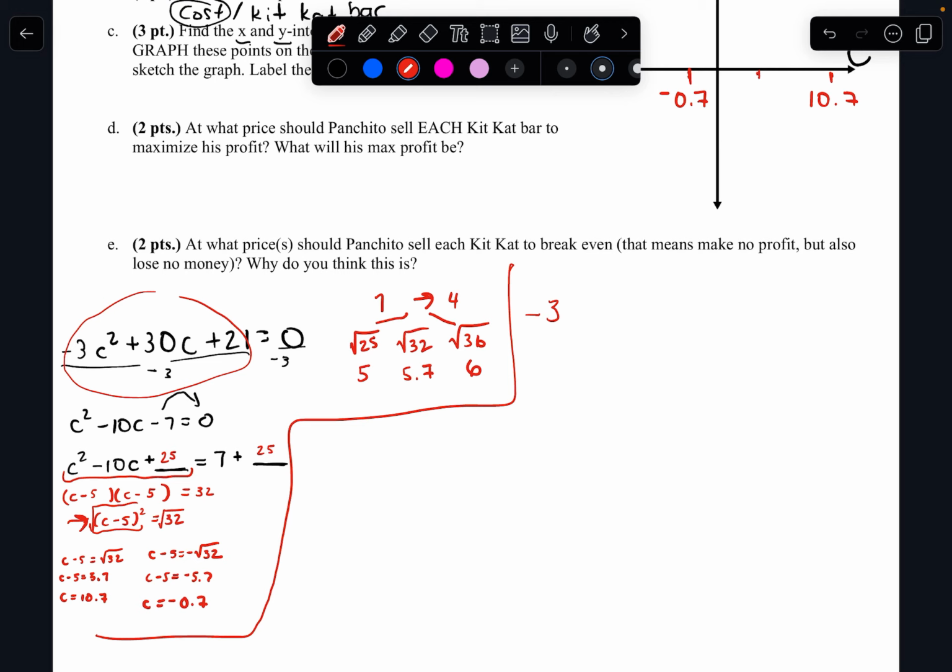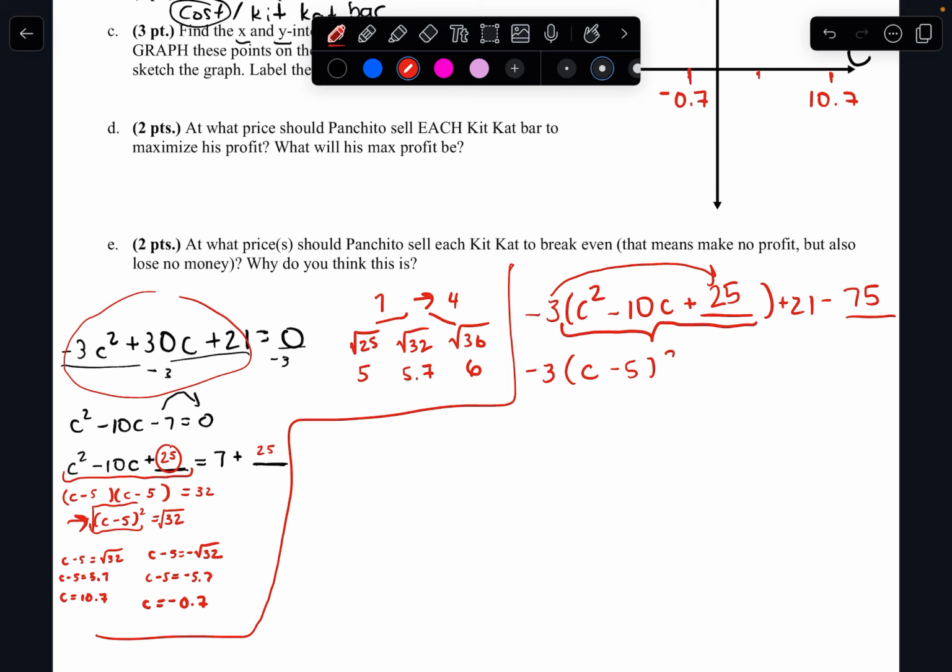Let's see. Let's start by factoring out the -3. So we have c squared minus 10c plus something plus 21 minus something. Okay, right, we already know that that number is going to be 25, and we should be subtracting negative 75. So now we have negative 3 parentheses. Again, this is a perfect square trinomial, and the factored form of this perfect square trinomial is c minus 5 squared.